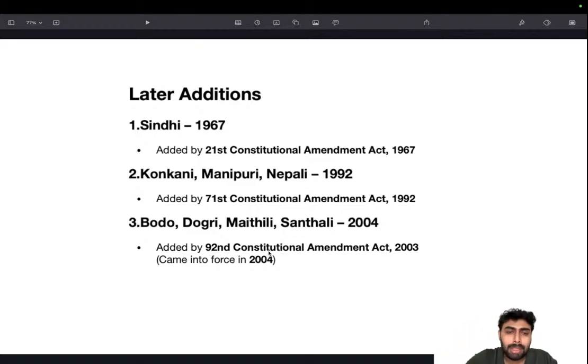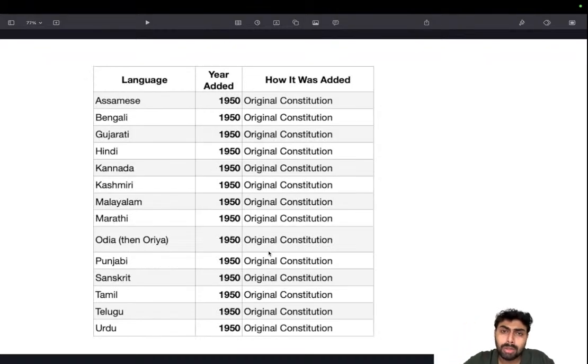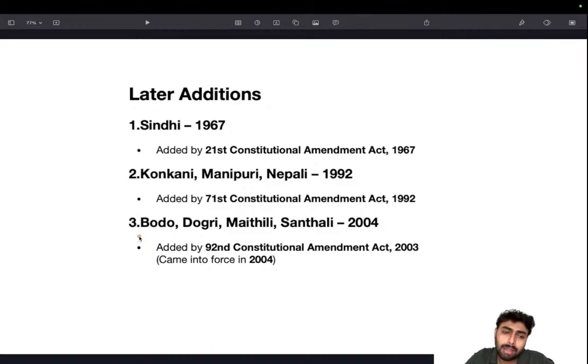And by basics I mean, if the 8th Schedule is being asked, you need to know there are 22 languages and the latest additions are these. Okay, and they were made in 2004 by the 92nd Constitutional Amendment Act. That's it.